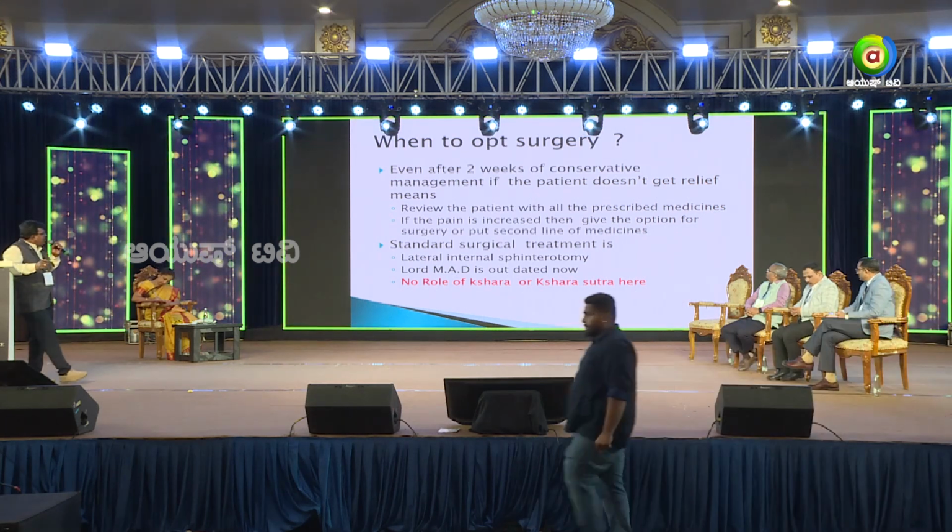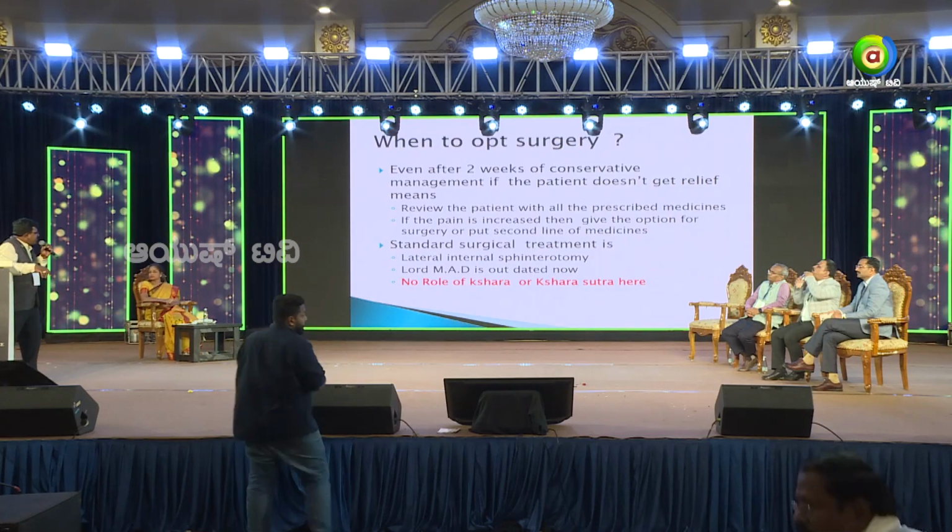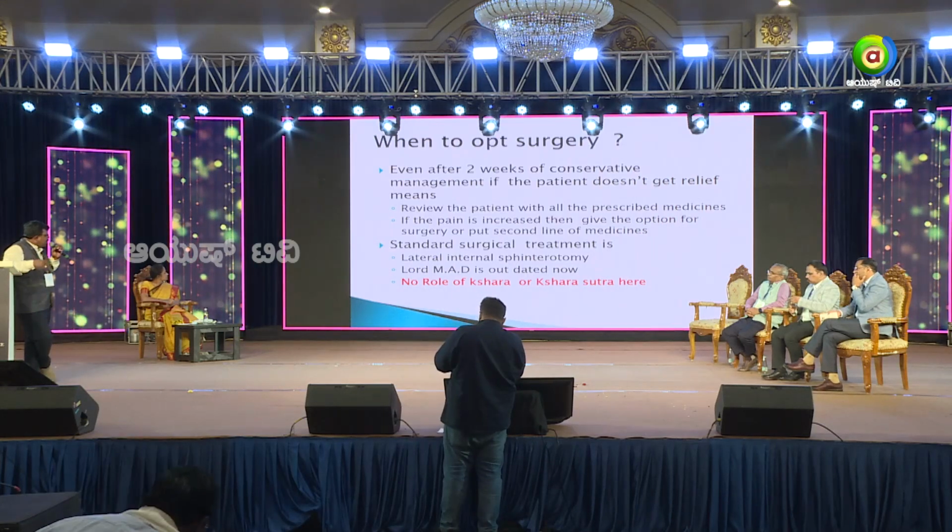So when to opt for surgery? Even after 2 weeks of conservative management, if the patient doesn't get relief, review the patient with all the prescribed medicines. Because majority of the patients come saying, sir, the medicine didn't work. Sometimes they take 2 days of medicines and expect 100% result. So always review with the prescribed medicines, and if the pain increases, give the option of surgery or a second line of medicines. Second line means higher analgesics. The standard surgical treatment is lateral internal sphincterotomy, and anal dilatation is outdated now. And especially there is no role of Kshara or Kshara Sutra here. If somebody is advising or doing it, please don't do it in a fissure in ano.